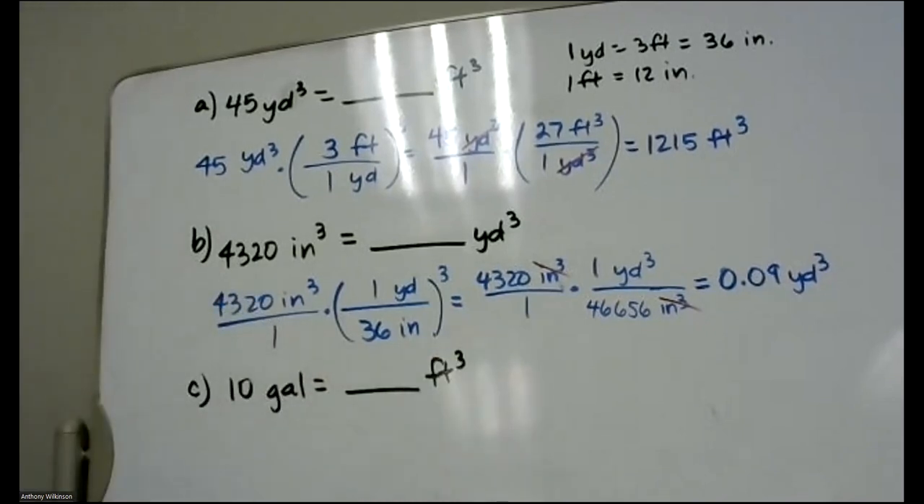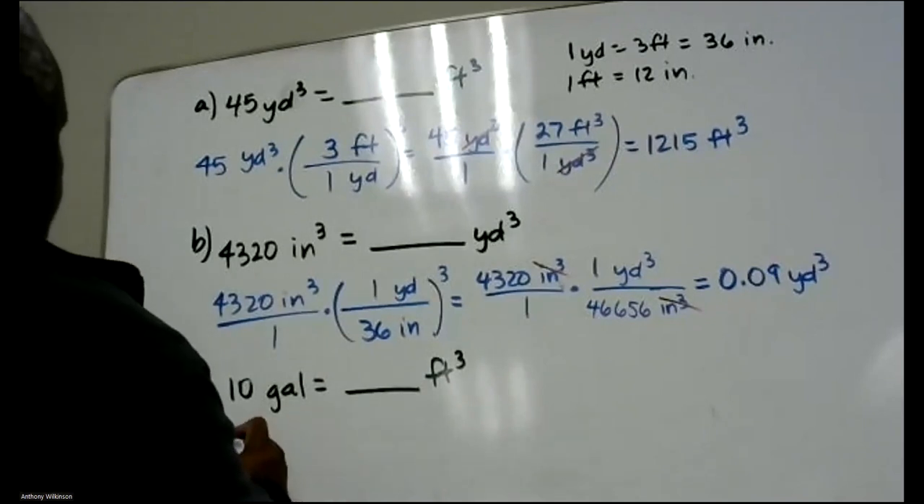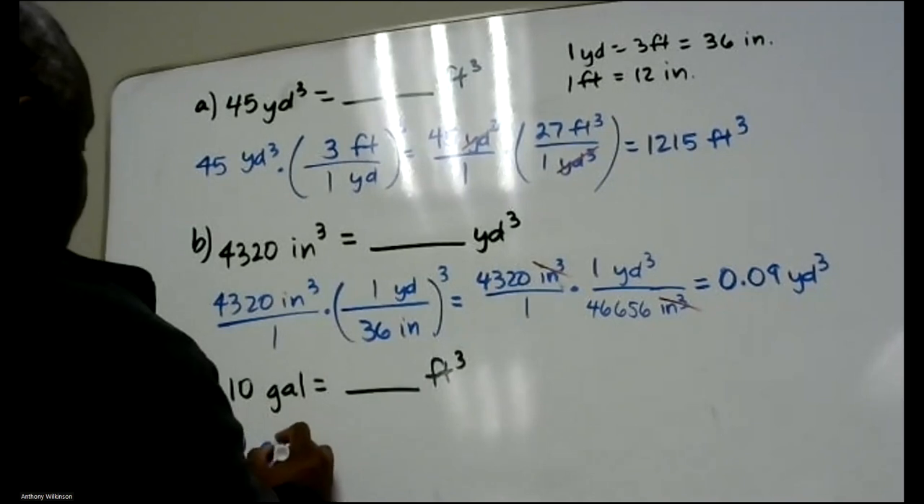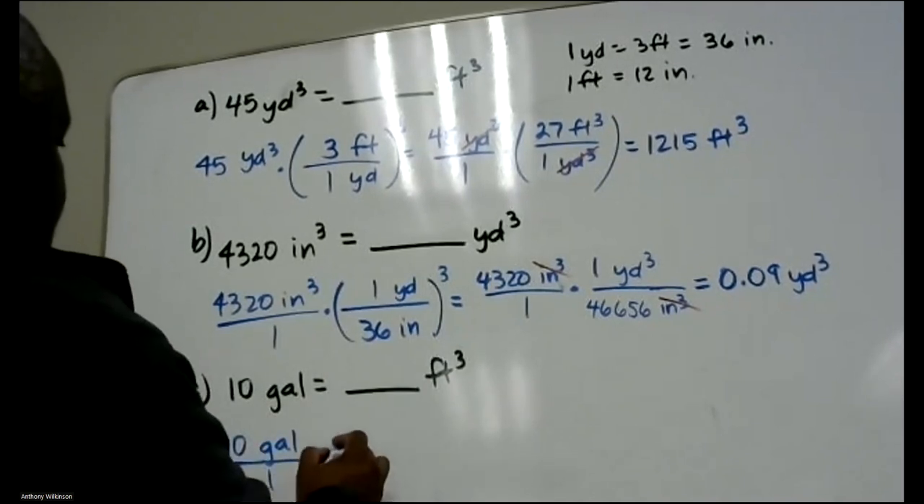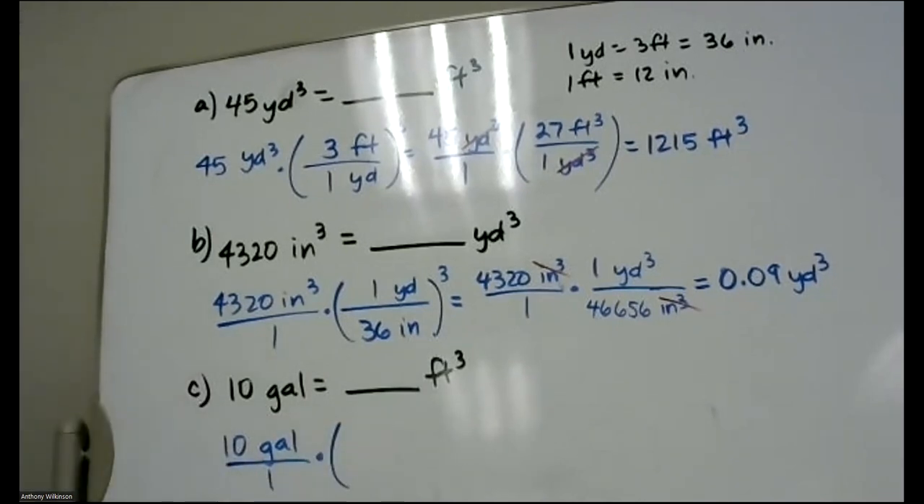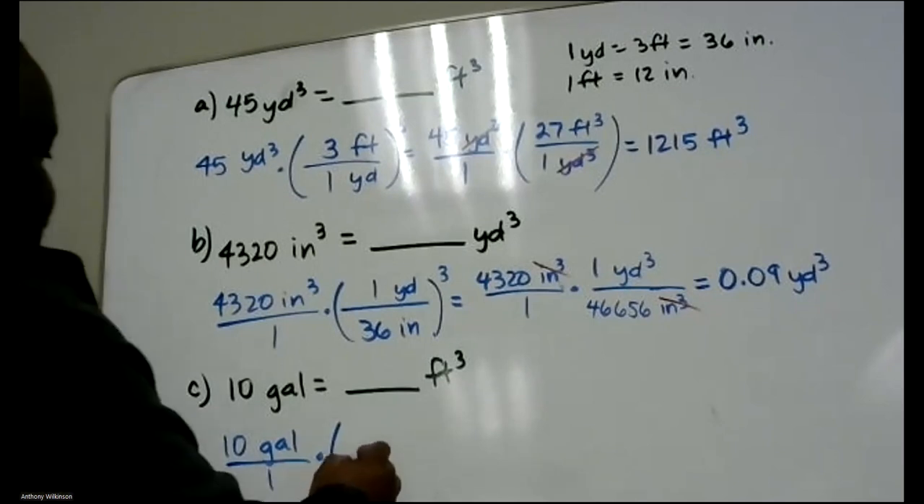Okay, on your handout, it does say that 1 gallon is 231 cubic inches. So let's convert from gallons to cubic inches, then from cubic inches to cubic feet. Let's start there. So 10 gallons. Now we are told that 1 gallon is 231 cubic inches.